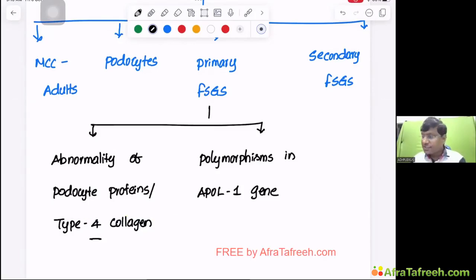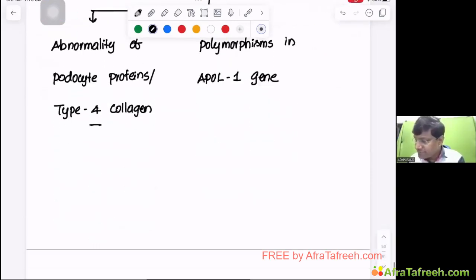Then, what are the conditions which will cause the secondary FSGS? The conditions which will cause the secondary FSGS include mainly the infections. Okay, I will just write the conditions which are causing secondary FSGS. I will write them separately.